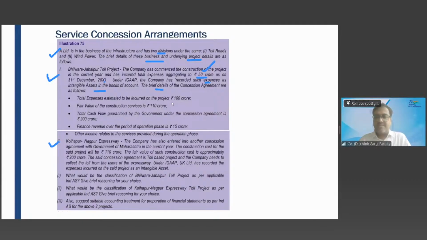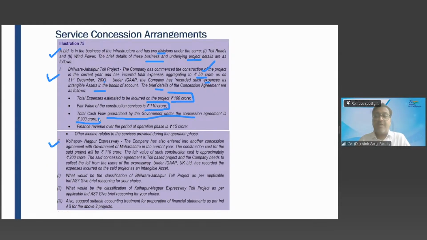Total expenses estimated to be incurred on the project is 100 crore. What is the total expenses given in the question? The fair value of the construction service is 110 crore. There are two services: construction service and maintenance service. So the fair value of the construction service is given as 110 crore. Total cash flow guaranteed by the government under the concession agreement is 200 crores.